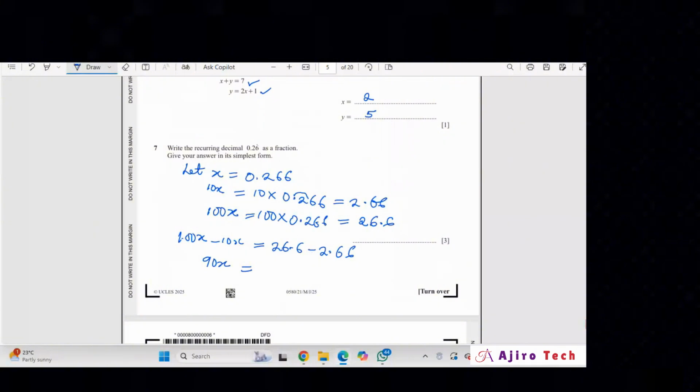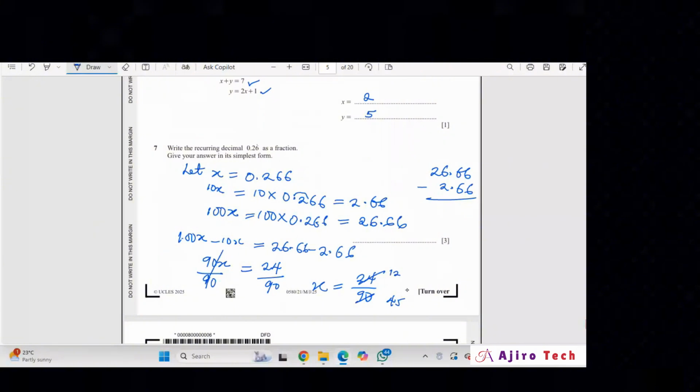26.66. Let me put it as 26.66 because it's going to be a recurring number. So if you do 26.66 minus 2.66, this one is 0, that will give us 24. So you are looking for this, you divide this by 90. This one will cancel this, so your S is equal to 24 over 90. So 2 here is 12, 2 here is going to be 45.